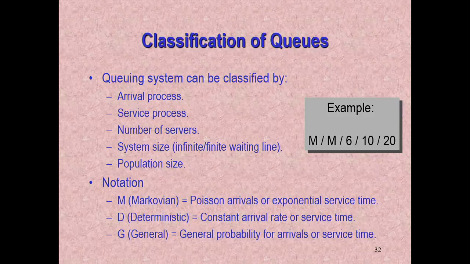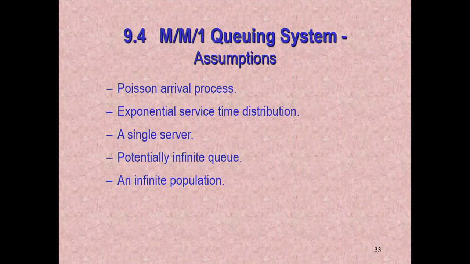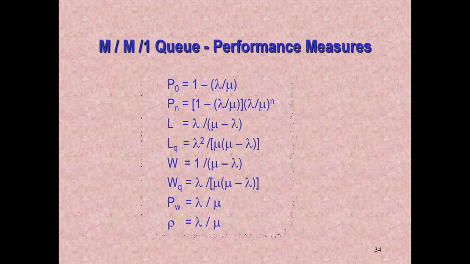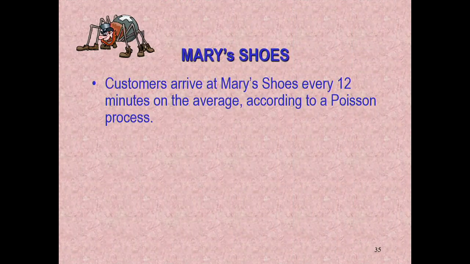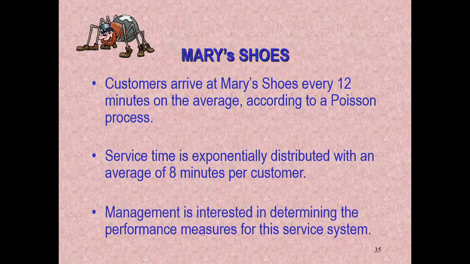So what are we dealing with in a lot of cases? Well, a lot of cases we're dealing with plain old M/M queues, M/M with a number. So an M/M/1 queue, let's do one of those first. An M/M/1 queue is a Poisson arrival process, an exponential service time, a single server, potentially infinite queue, and an infinite population can enter it. So there are some pretty high-end formulas, but we're not going to use those formulas. We're going to use a template, but let's look at an example and apply that template.